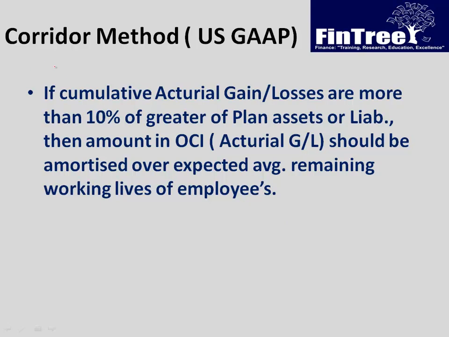Now this is the corridor method. If the cumulative actual gains or losses are more than 10% of the greater of plan assets or liability, then the amount in OCI should be amortized over the expected average remaining lives of the employees. There are too many small things that you would have to remember here.